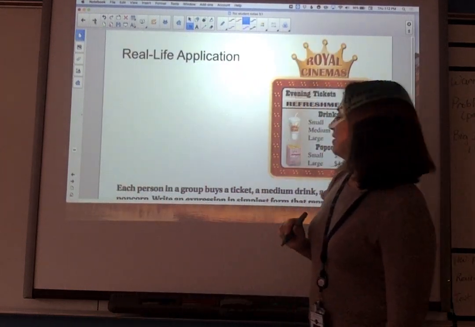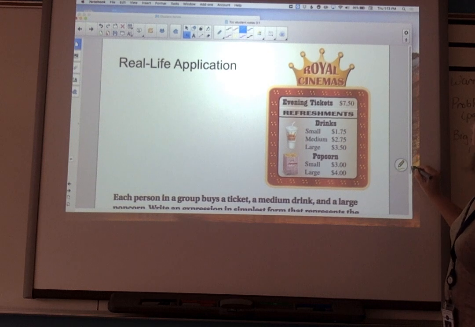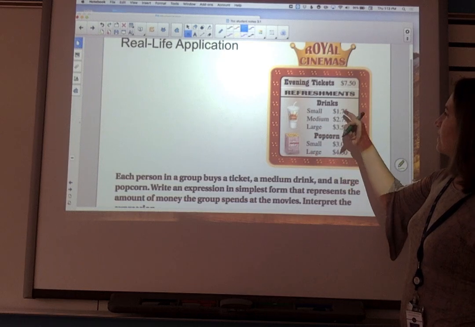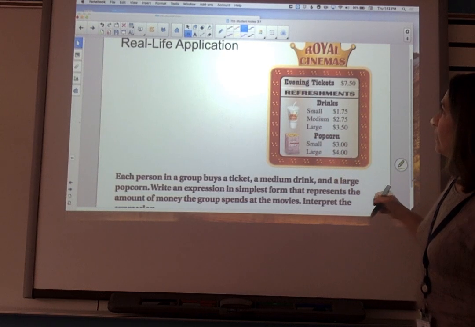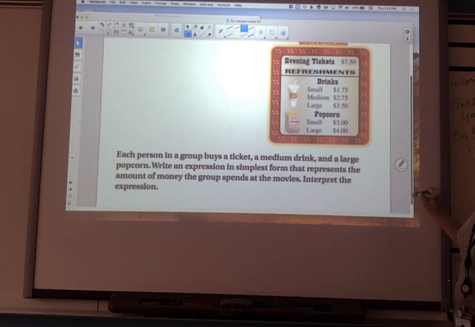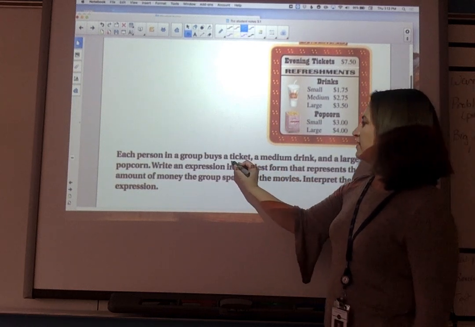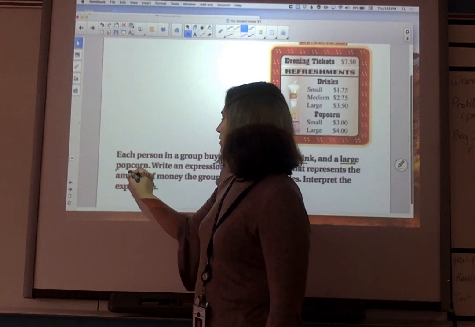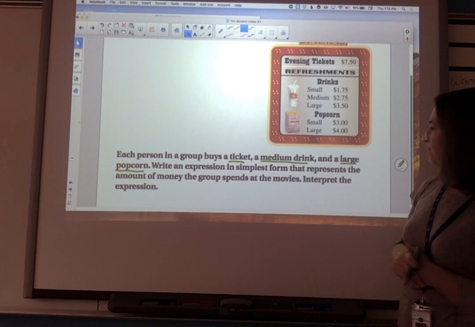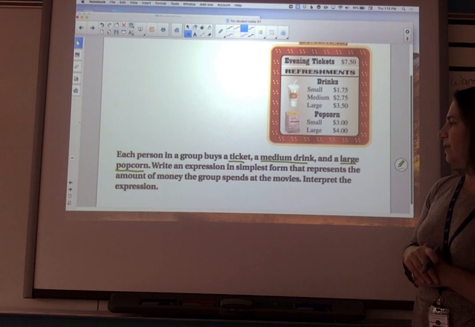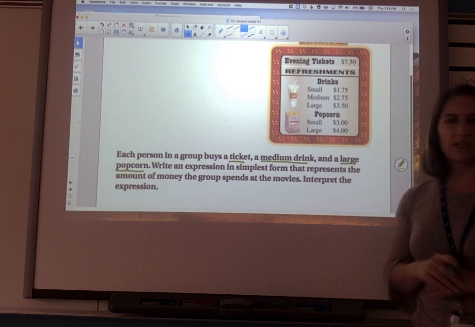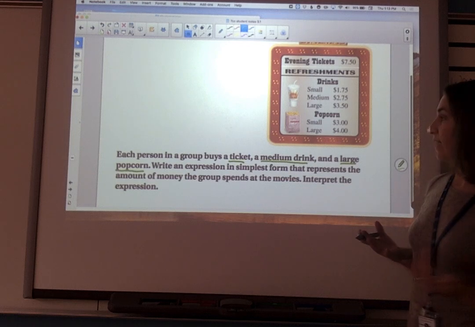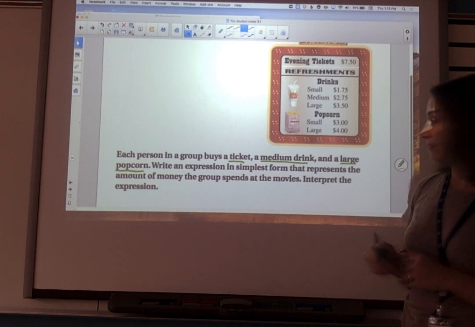Okay. So let's look at this application. We have these prices. Drinks, small, medium, and large, and popcorn, $3 and $4. Let me scroll down here. Okay, so each person in a group buys a ticket, a medium drink, and a large popcorn. We want to write an expression in simplest form that represents the amount of money the group spends at the movies and interpret the expression. Okay, so I'm going to have a variable in here. The thing that I don't know is how many people I have. So we'll call the number of people x.